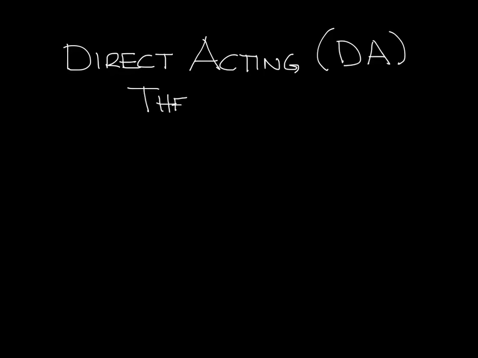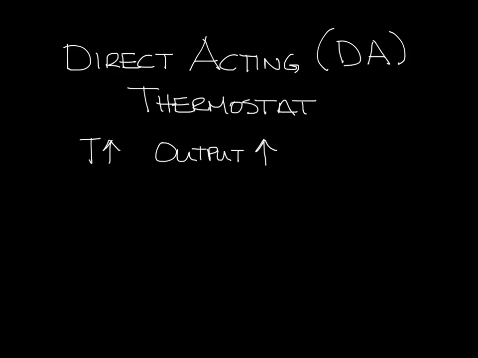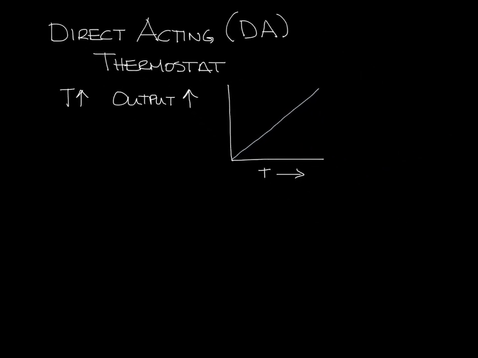In a direct acting thermostat, when the room temperature increases, the thermostat output increases. So as a reminder, in pneumatic controls, the thermostat output is a pressure signal sent to the controller. So it looks something like this. We'll put temperature across the bottom, so as the temperature increases, the output from the thermostat also increases. Let's make a little room here.